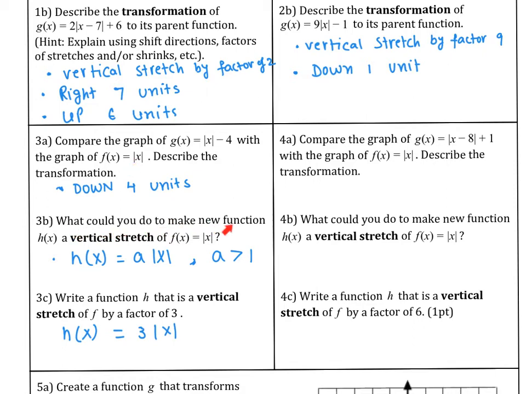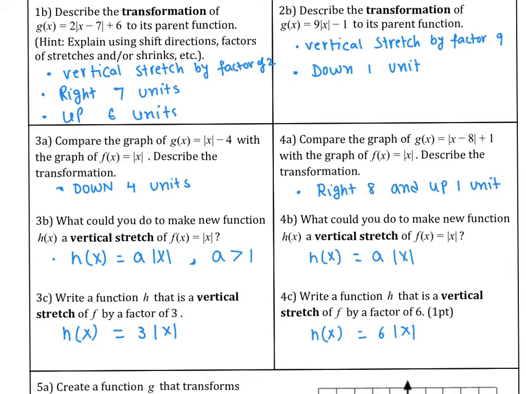What could you do to make a new function h(x) with a vertical translation of the original function f(x)? So you're going to multiply the function by a, where a has to be greater than 1. And for 3c, you're going to multiply by the 3 outside to make a function h(x). So 3 outside, and it's going to be a vertical stretch by a factor of 3.